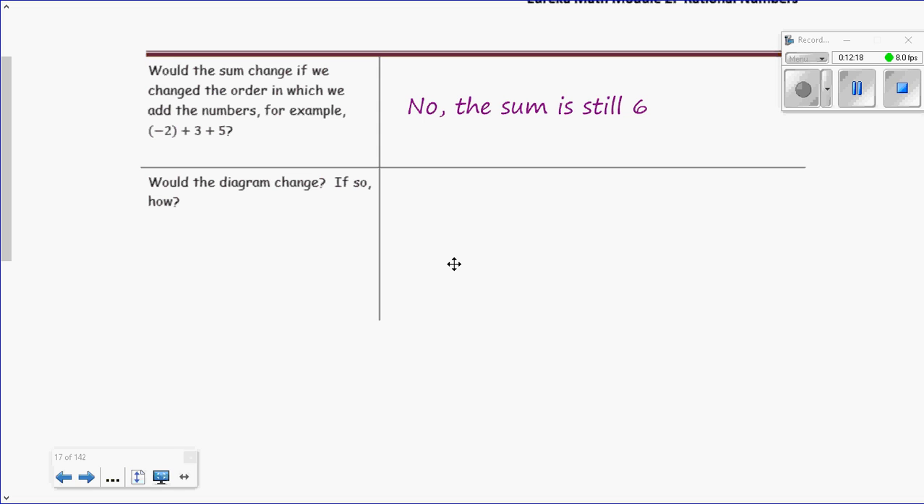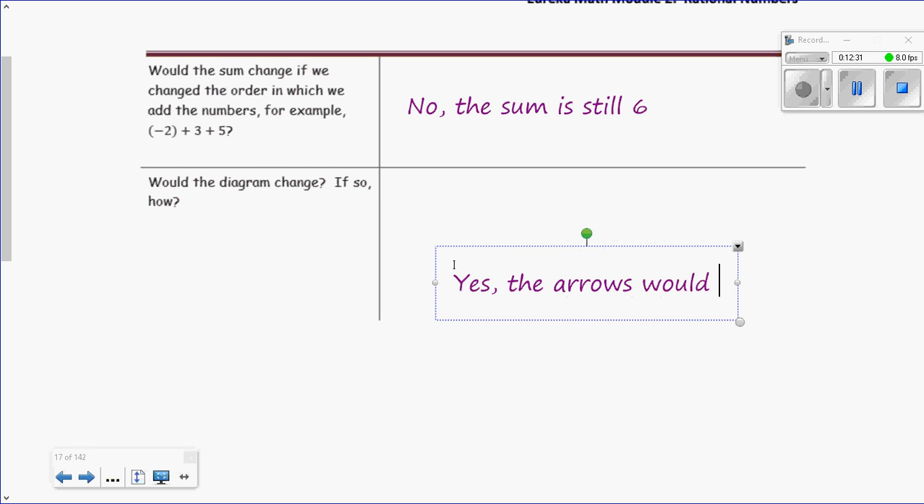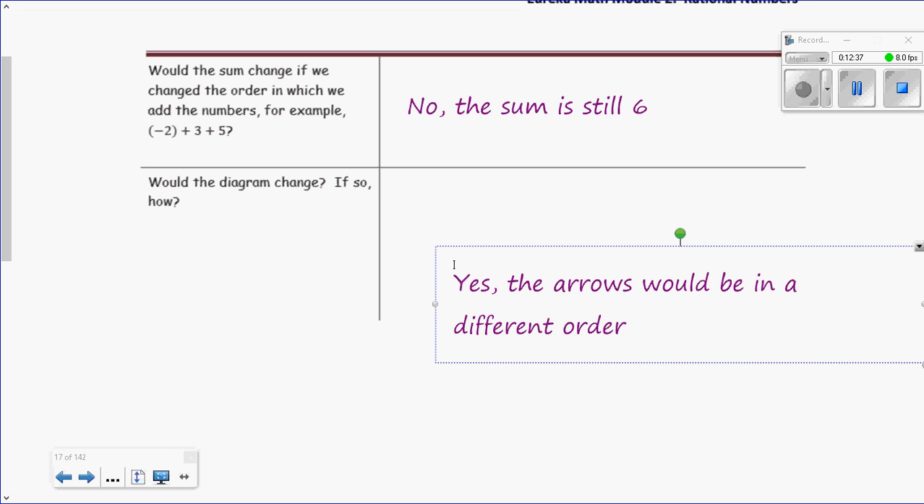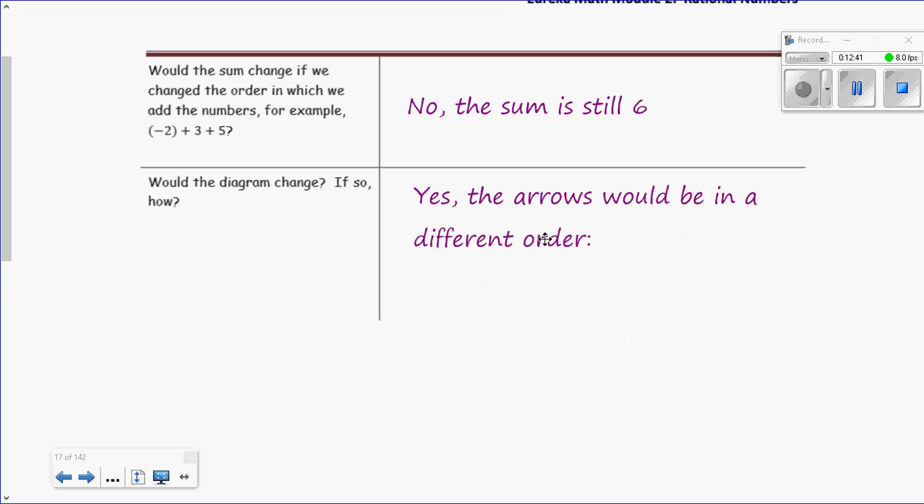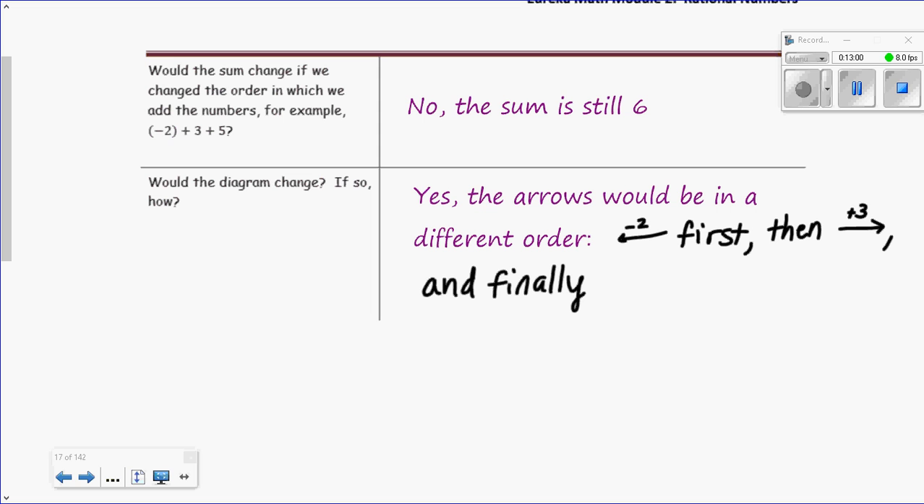Okay, now how would the diagram change? This is where I wanted you to picture it on the number line. So would the diagram change? Yes. The arrows would be in a different order. Okay, and then I'm going to draw this so that you can kind of see what we would do first. We would do the -2 first, then to the right 3, and finally to the right 5. So if we were to graph it, it would look a little different than the last one.